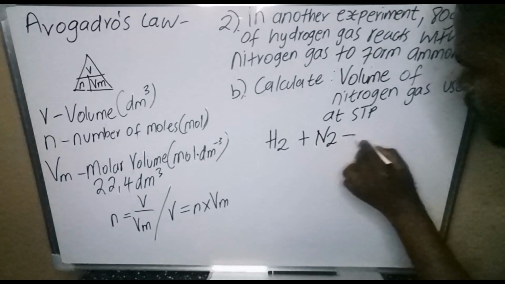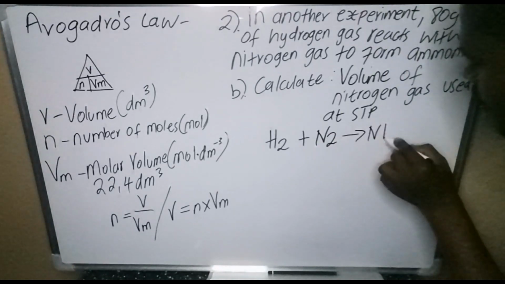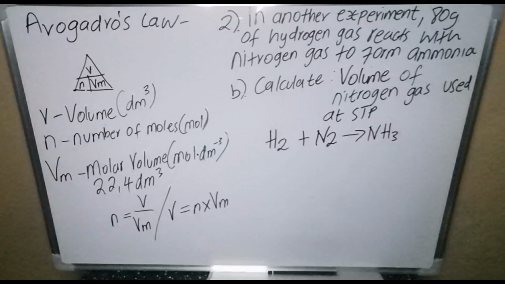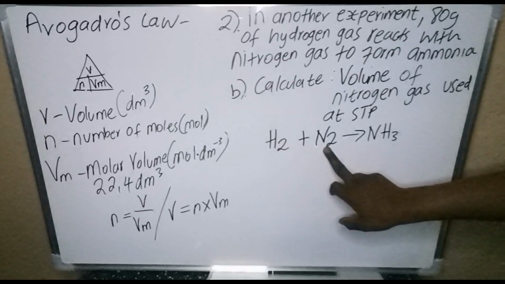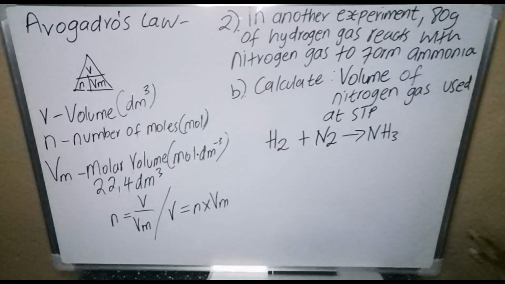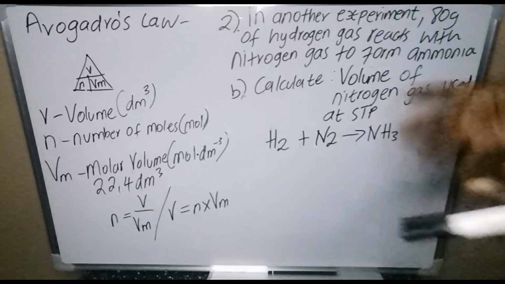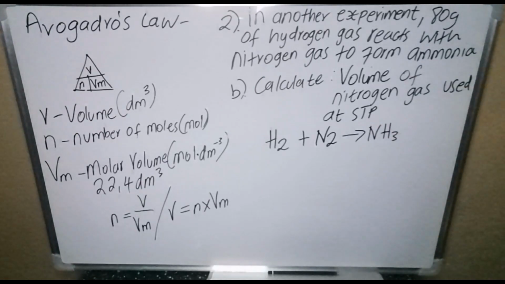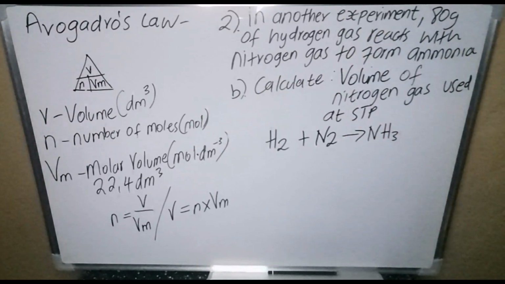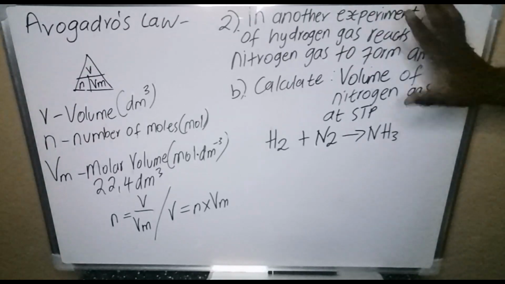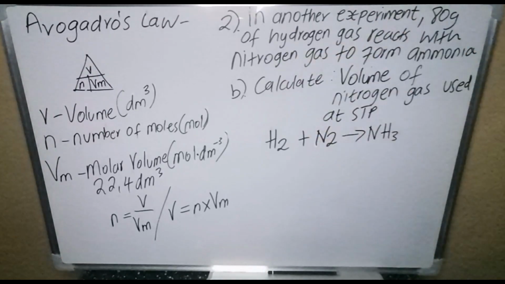H2 plus N2 forms NH3. Why do we come back here? Because we don't have the number of moles of nitrogen. From our question, there is no information for nitrogen gas. We only had the mass number for hydrogen gas, but not for nitrogen gas.